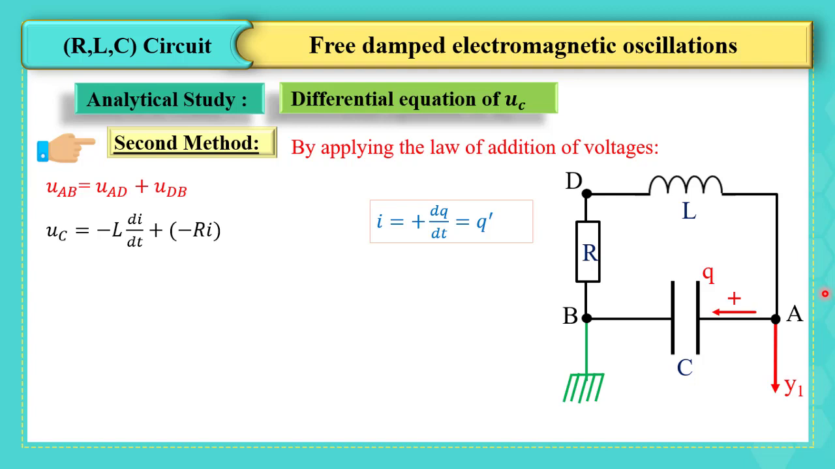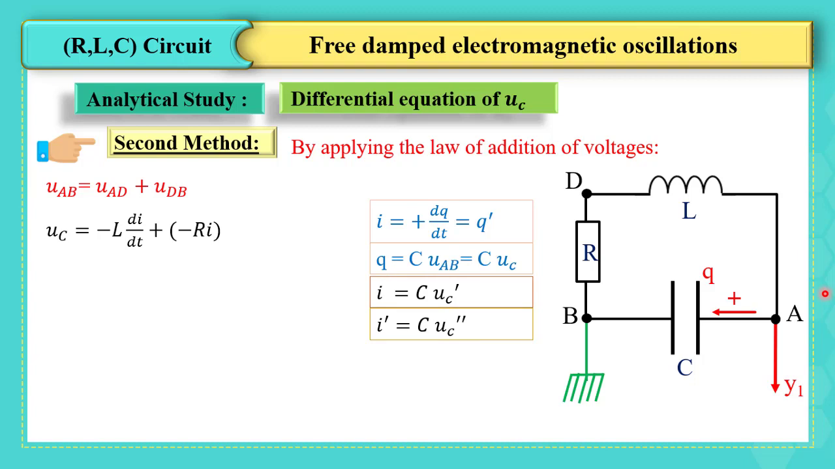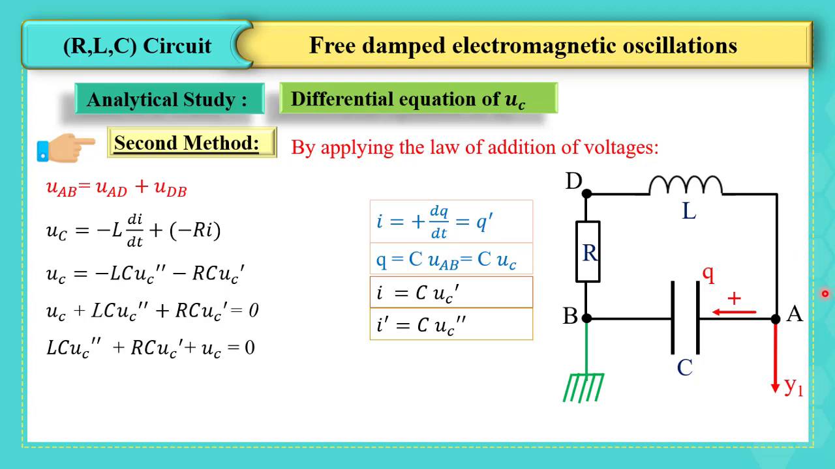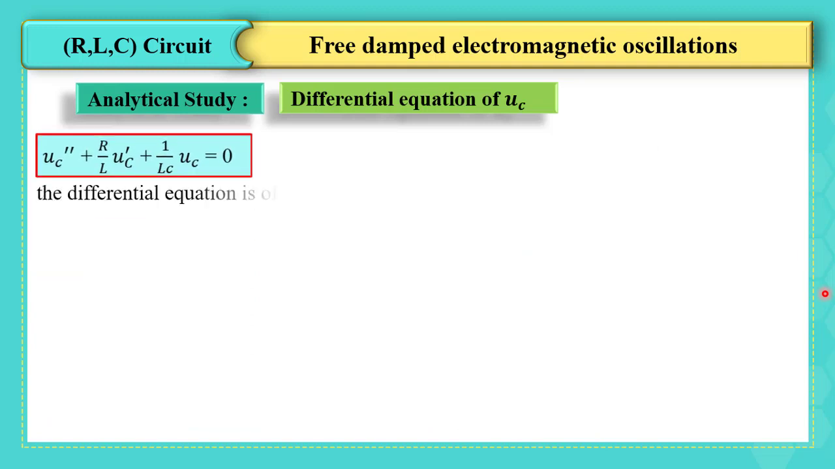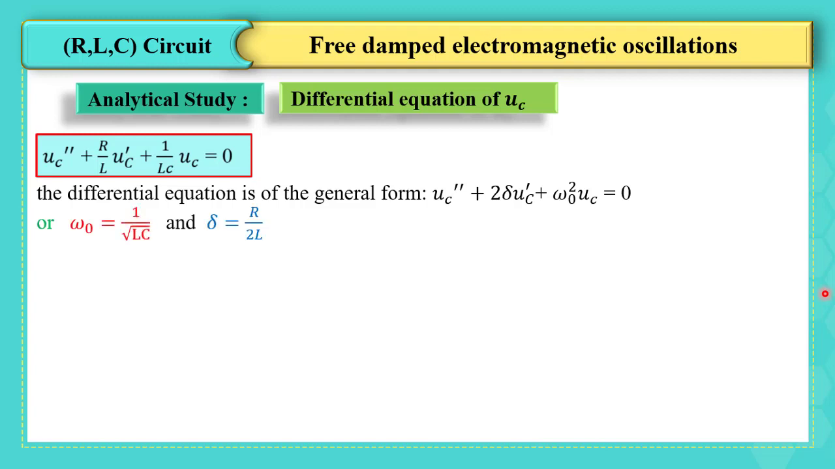Q prime, and finally, it can be written as C UC prime. Then I prime is C UC double prime. Let's replace I and I prime by these expressions. Then rearranging the equation and dividing by LC, we get to the same differential equation that governs the variation of UC. This differential equation is of the form UC double prime plus 2 delta UC prime plus omega 0 squared UC equals to 0, where omega 0 is 1 over radical LC and delta is R over 2L.